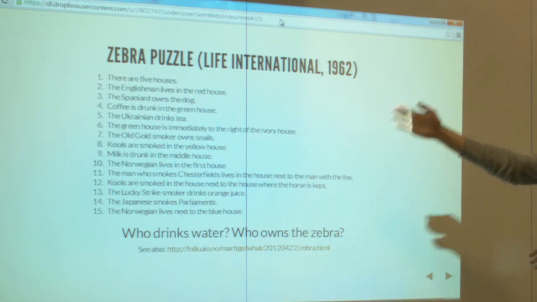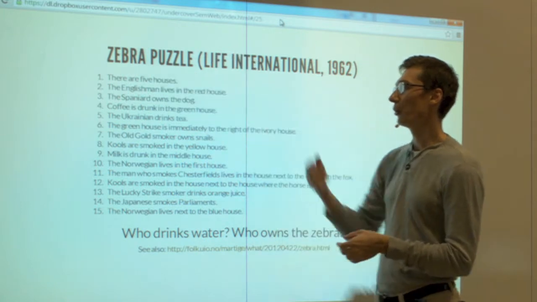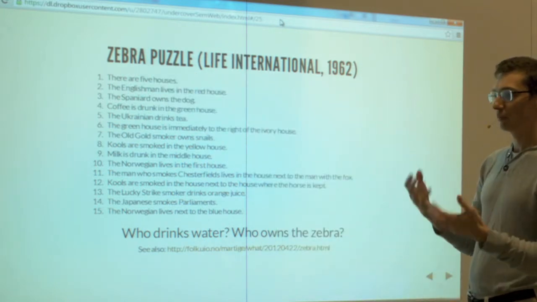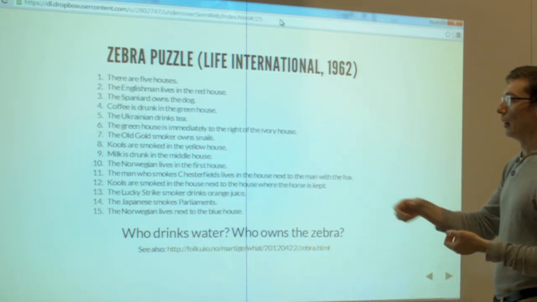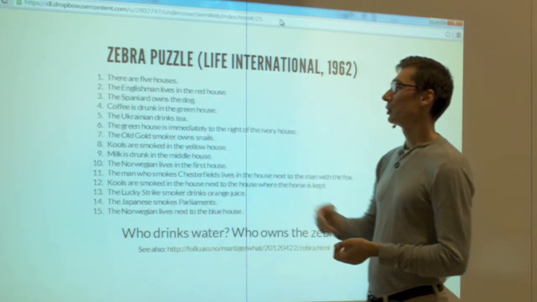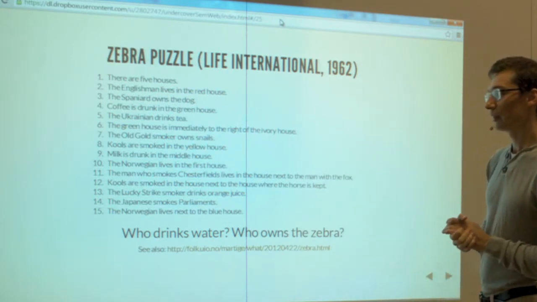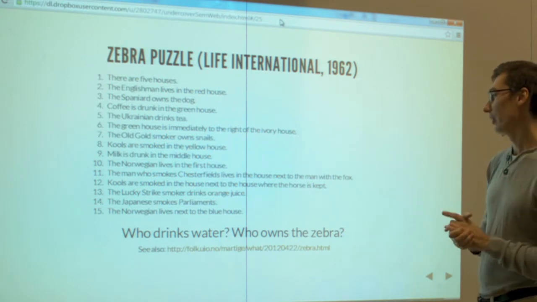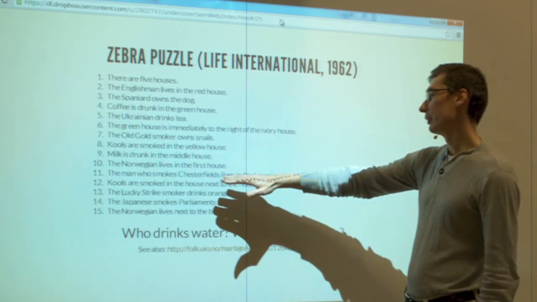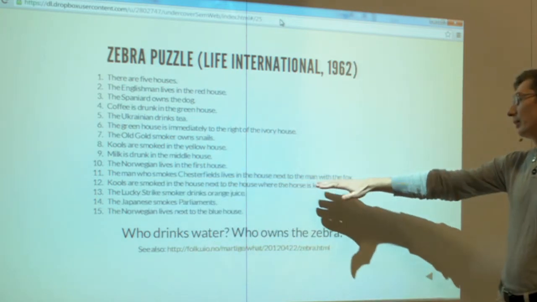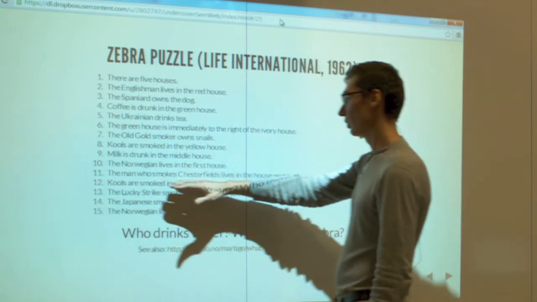And the questions are like this. There are pretty simple ones. The first one is kind of a context. You understand everything I told so far after having read this. And then there are simple ones, like Englishman lives in the red house, Spaniard owns the dog. But there are pretty complicated ones too, and this will be interesting to look at. The man who smokes Chesterfields lives in the house next to the man with the fox. How about that one? Not easy to express in an ontology, right?